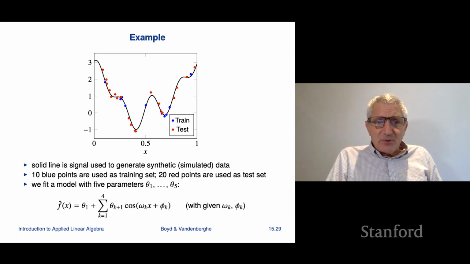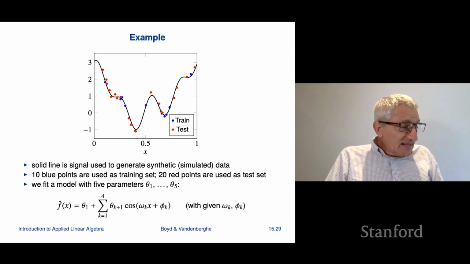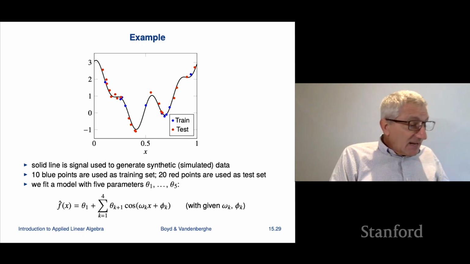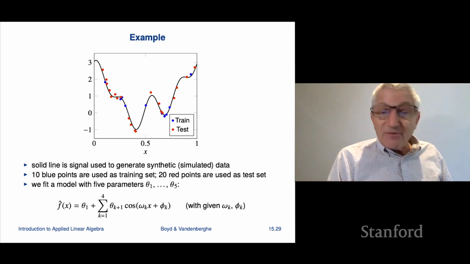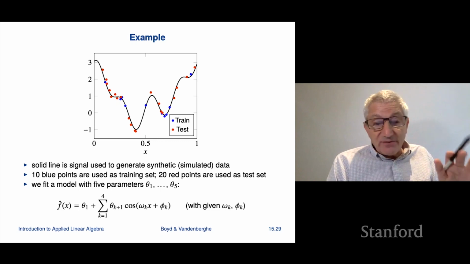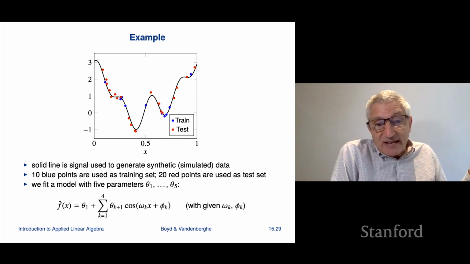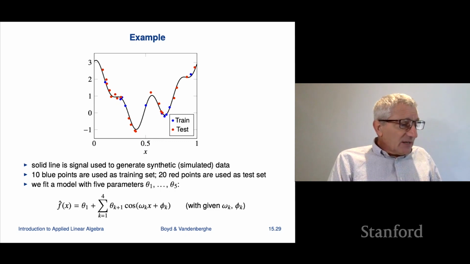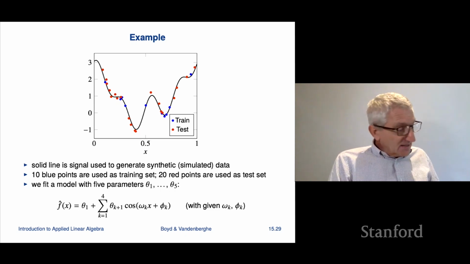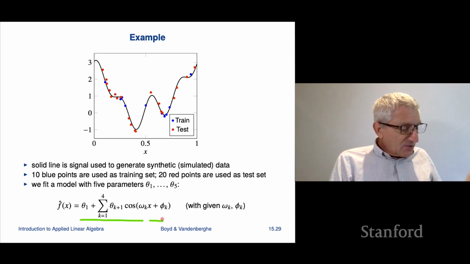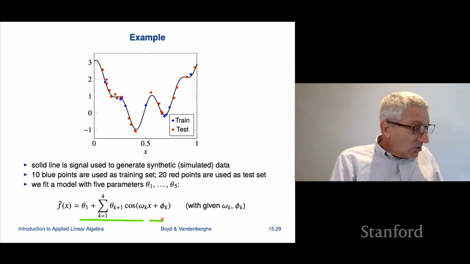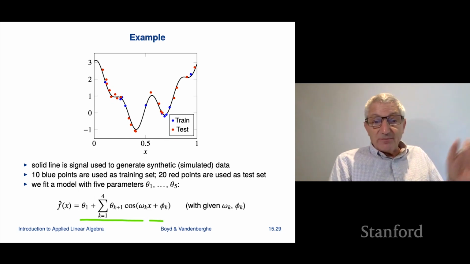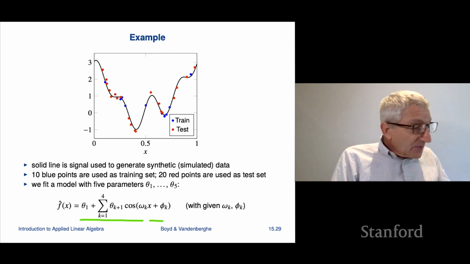It's a very simple example. It goes like this. We have a true function, in this case all made up, y equals f of x, actually plus a little bit of noise. The true function has this form with a sinusoid, with certain values of theta 1 up to theta 5. So we generate it, and this black curve shows that.